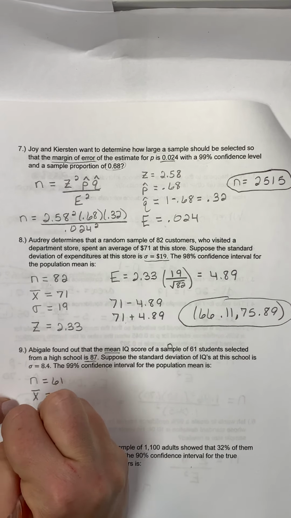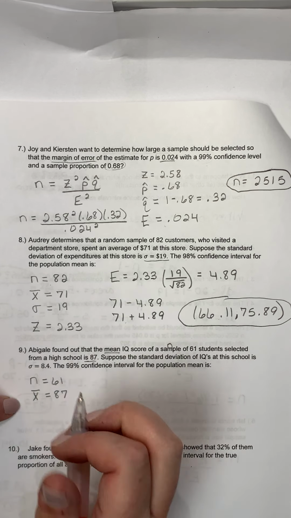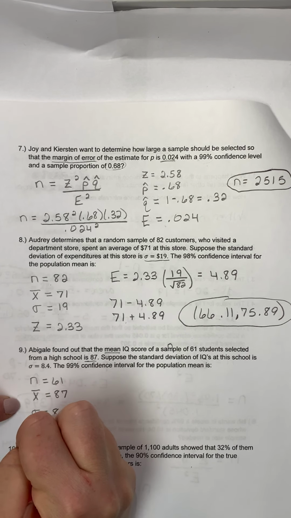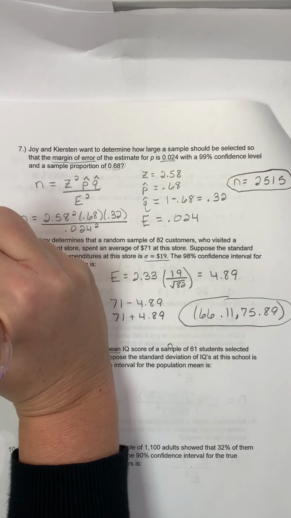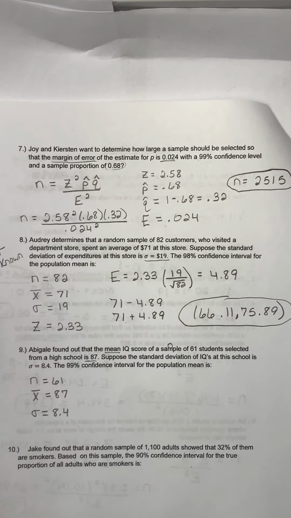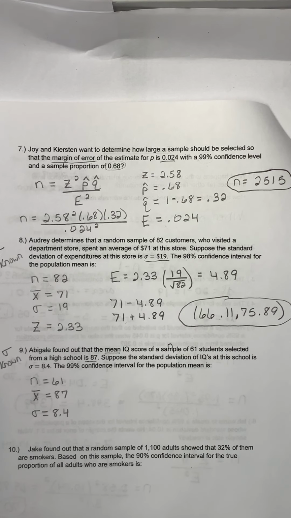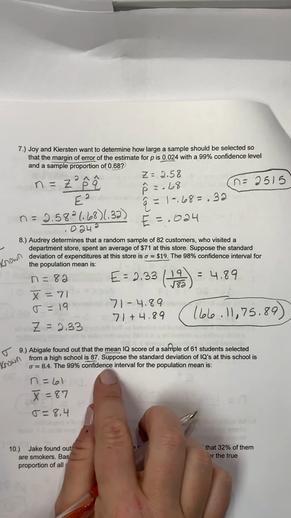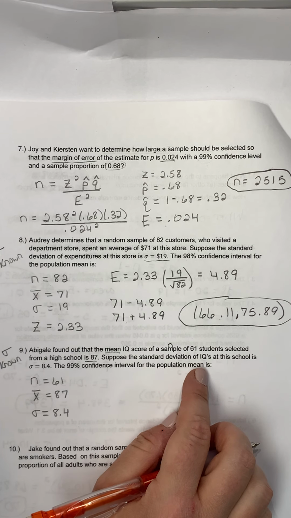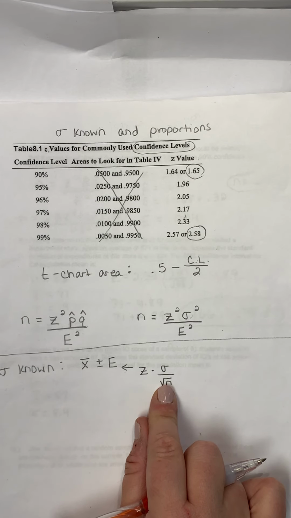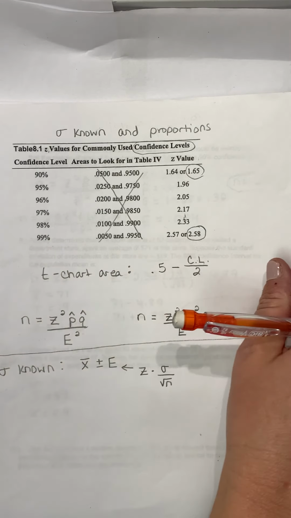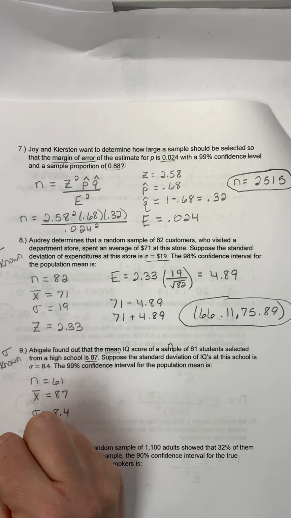Suppose the standard deviation of IQs at this school is sigma equals 8.4. Okay, so this was sigma known because it gave us sigma. This one is also sigma known because it gives us sigma. The 99% confidence interval for the population mean is what? Okay, so confidence intervals, that's what we're doing down here. For sigma known, we have our formula. It said we were dealing with a 99% interval, that's 2.58.